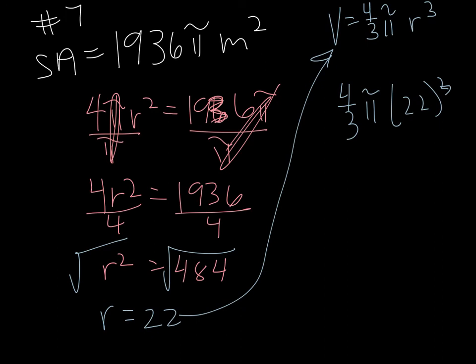And this one says it wants it in the exact units of pi. So if you don't know where the cubic button is, you can just do 22 times 22 times 22. And then you times it by 4, divide by 3. And it's still going to be a decimal because you're divided by 3. But it should be something like this. And my units here are meters, and volume is cubed.